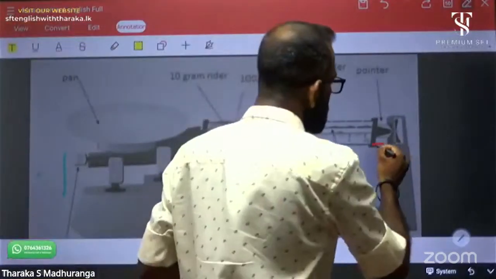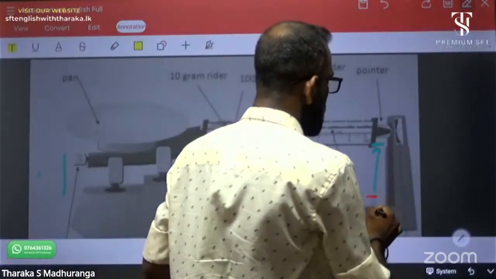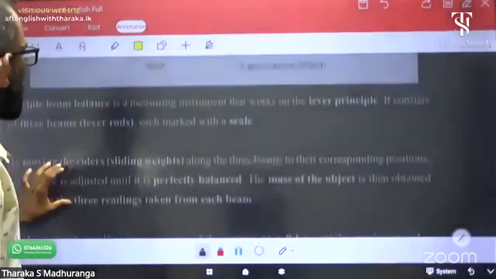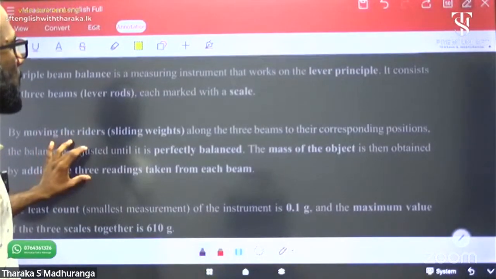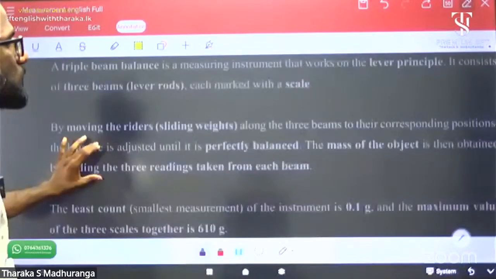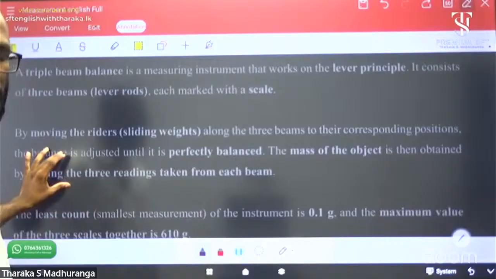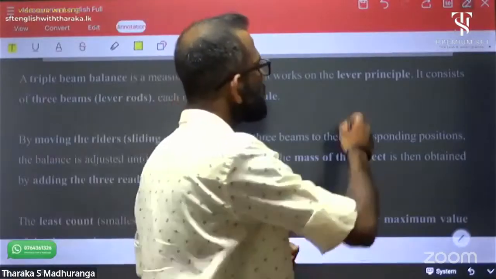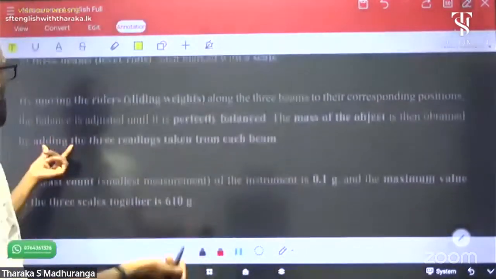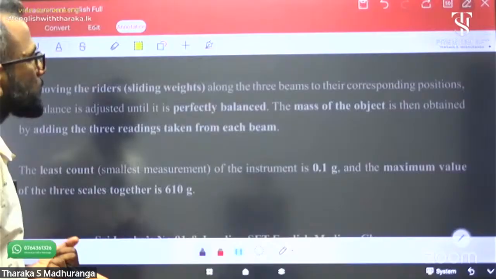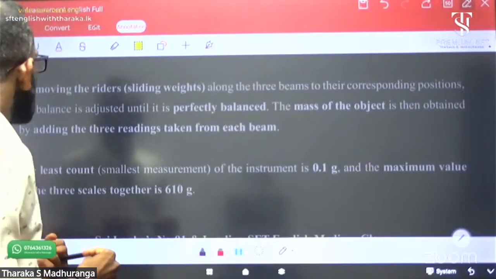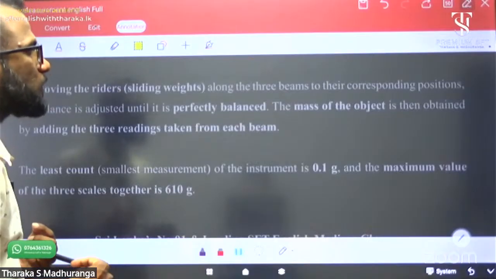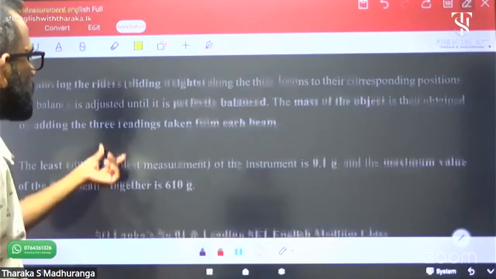You have to mark the extra bar holder here. Okay, a triple beam balance is a measuring instrument that works on the lever principle by moving the riders. That also we discussed. The balance is adjusted until perfectly balanced. The mass of the object is then obtained by adding the 3 readings that we discussed.